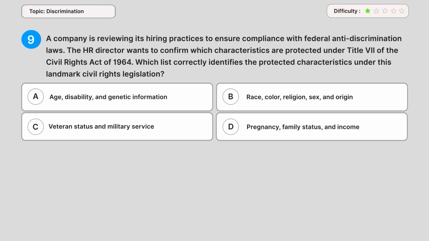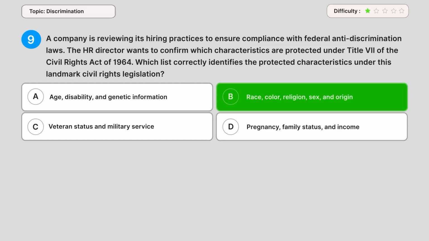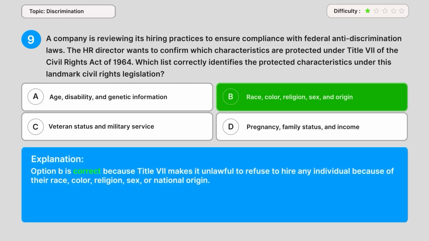Correct answer, B. Race, colour, religion, sex and origin. Explanation. Option B is correct because Title VII makes it unlawful to refuse to hire any individual because of their race, colour, religion, sex or national origin.